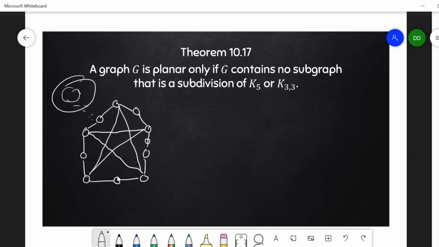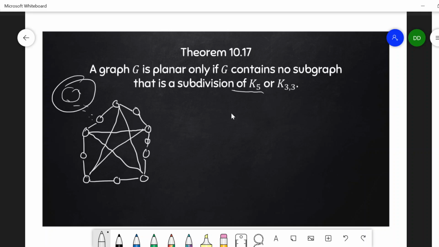I've subdivided this edge twice, and this edge in K5. Right, so the idea is since K5 is non-planar, a subdivision of K5 will also be non-planar. And this should make sense: just subdividing edges is not going to make a graph planar. If there was a crossing to begin with, just subdividing edges won't make those crossings go away. I'll still have crossings even after subdividing.